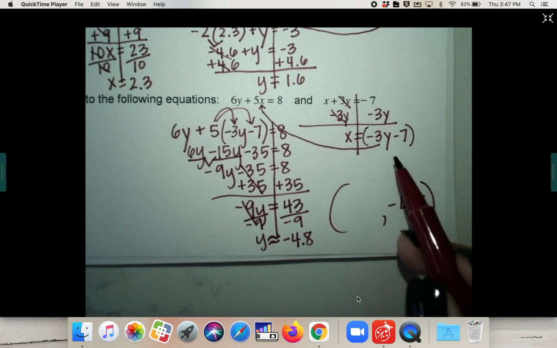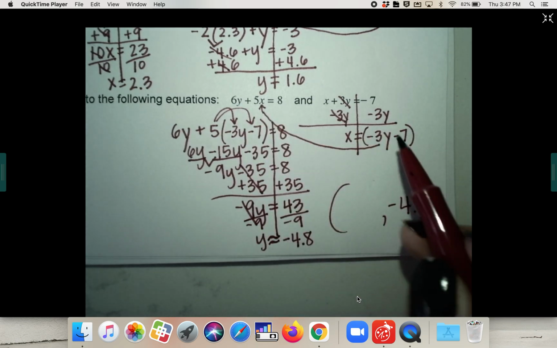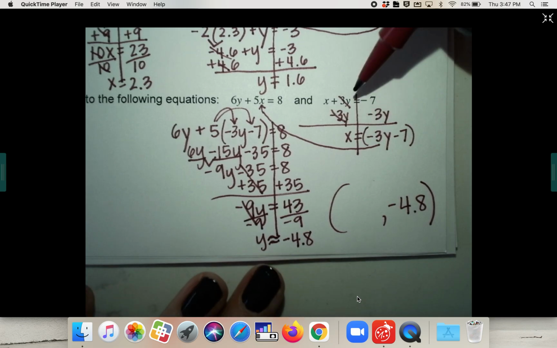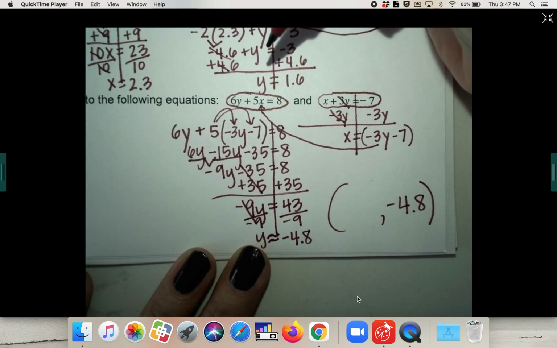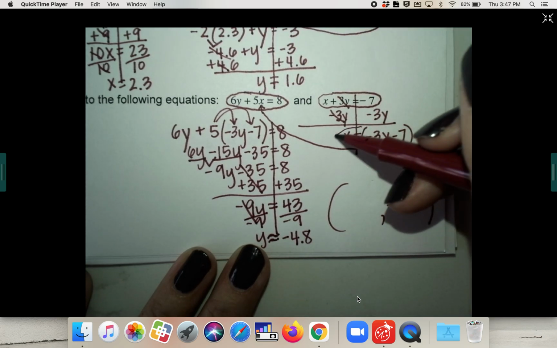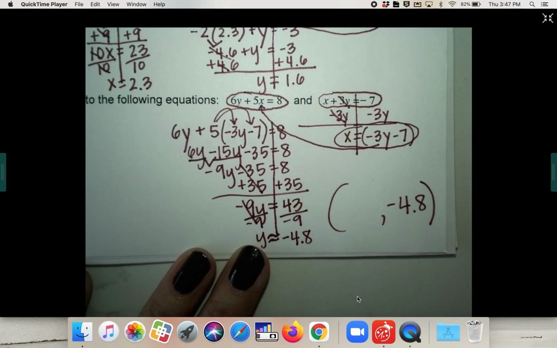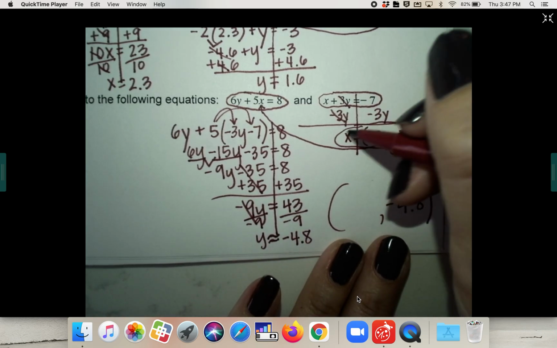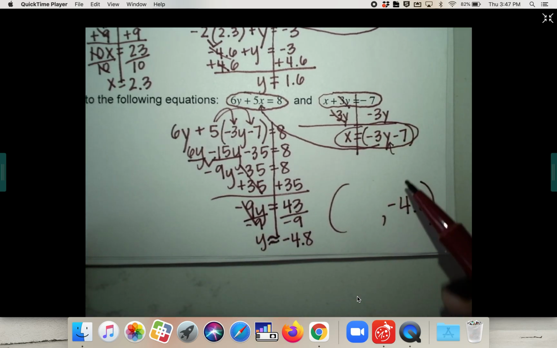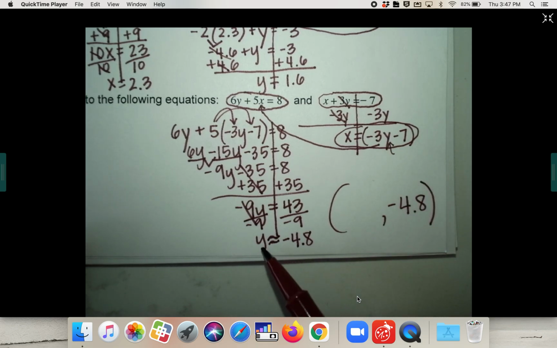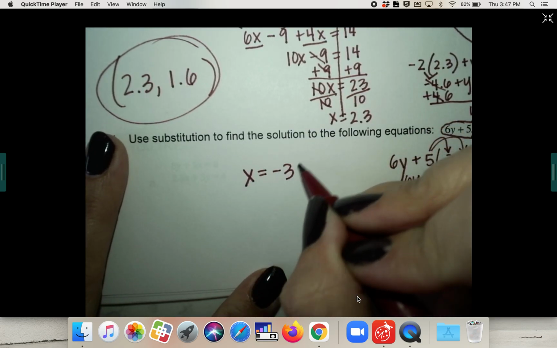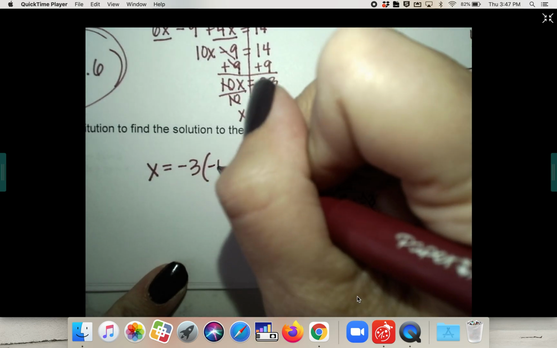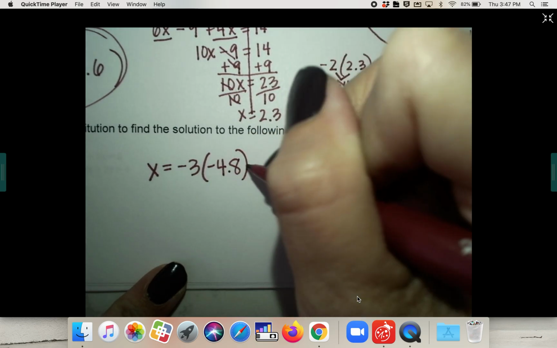Now we need to plug it into one of the equations, and it doesn't matter which one. We could use this original x plus 3y equals negative 7. We could use this original 6y plus 5x equals 8. Or we could use this rearranged one. I kind of like the rearranged one because all we have to do is multiply and subtract and you've got your answer. So I'm going to rewrite this equation and plug in negative 4.8 for y, because that is our y-coordinate. So x equals negative 3 times negative 4.8 minus 7.